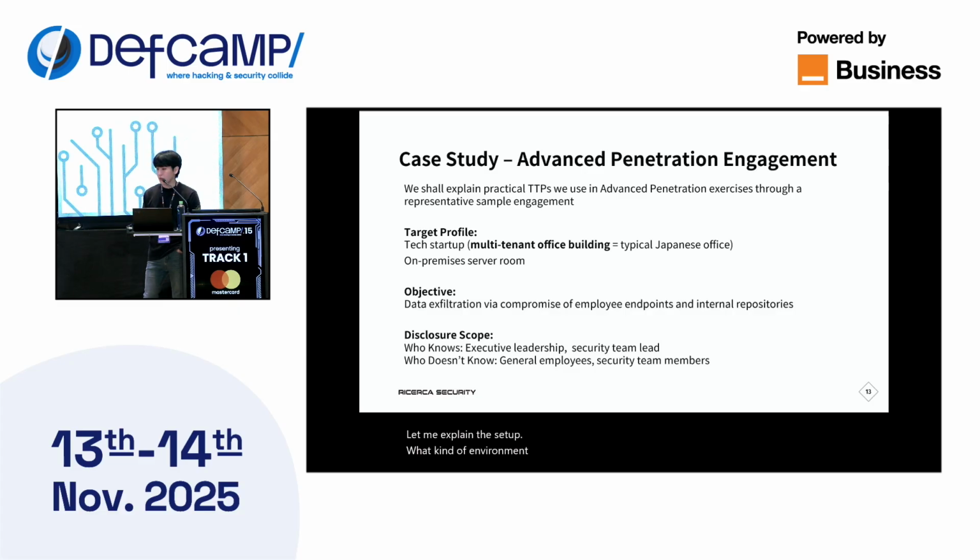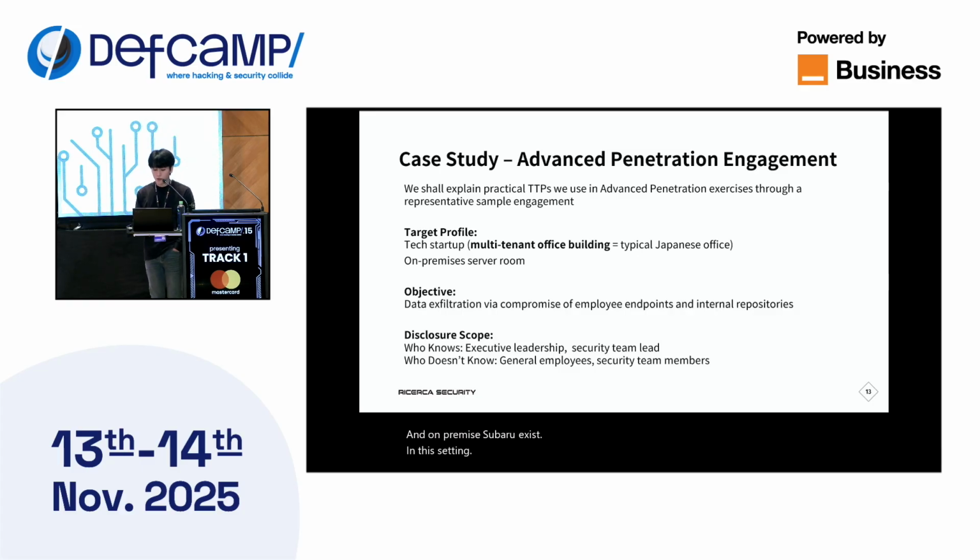The target profile is a tech startup, a typical Japanese office in a multi-tenant office building. In Japan, multi-tenant buildings are common, and the penetration tester's actions can extend to other companies' areas. Exploiting camera blind spots is often unrealistic in this scenario, and infiltrating at night is also often unrealistic. However, during daytime, employees of other companies also move around, so wandering around does not raise suspicion. And an on-premise server room exists in this setting.